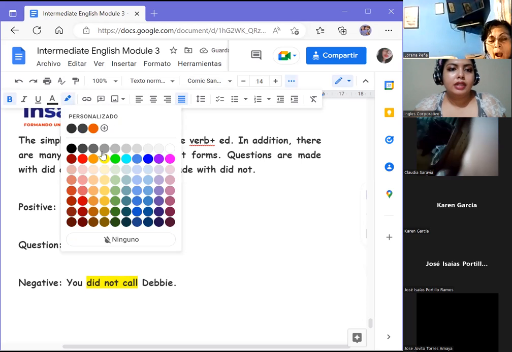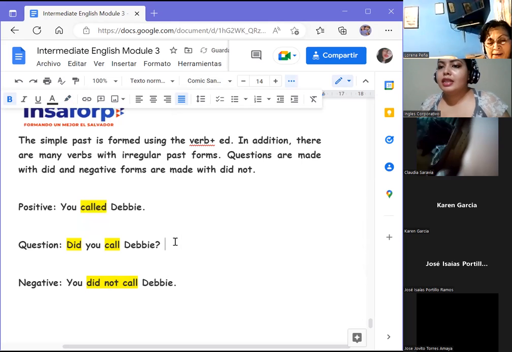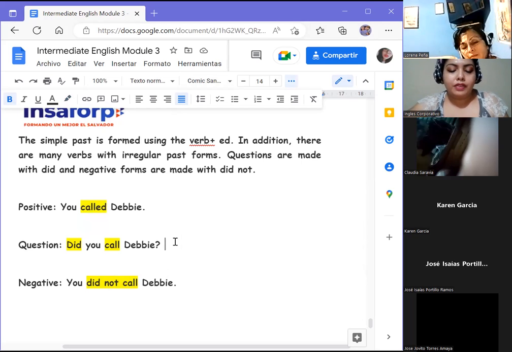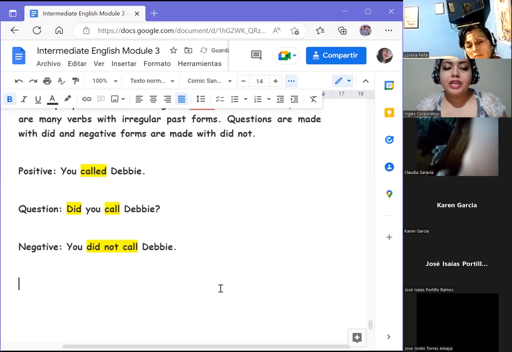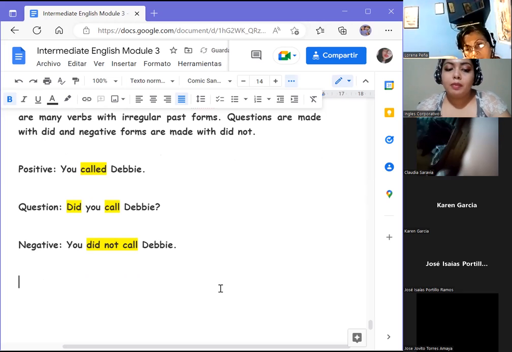In past. In this case, if you are seeing, this is a regular verb because we are just using ed at the end of the verb. So we are going to see the uses for the simple past.